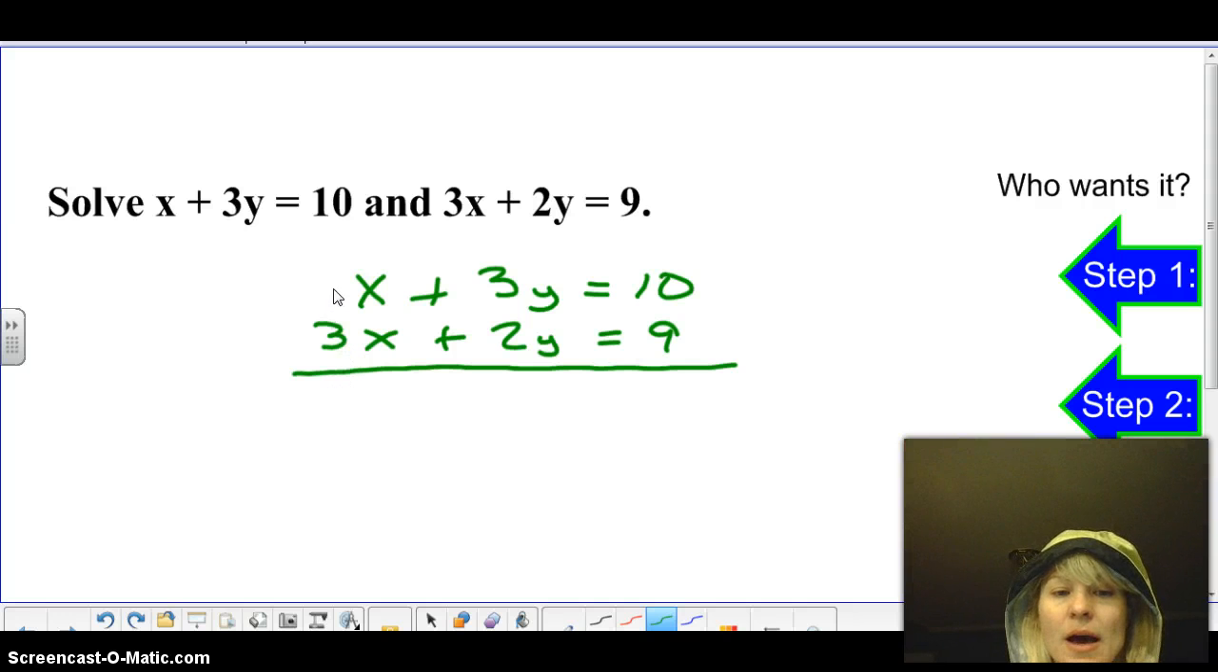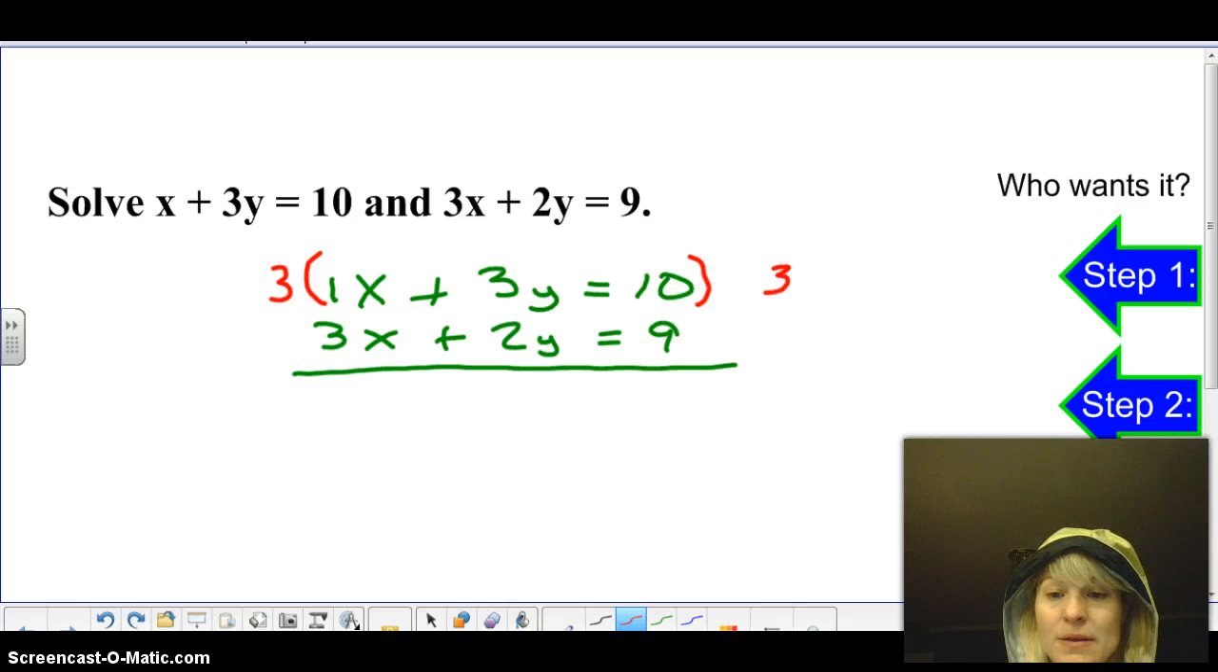So really there's a 1 there right now. And I want to change this into a 3. So I know that if I multiply by 3, it'll become a 3. But if I multiply this by 3, everything has to get multiplied by 3. Okay? So I'm going to multiply the whole top line by 3.